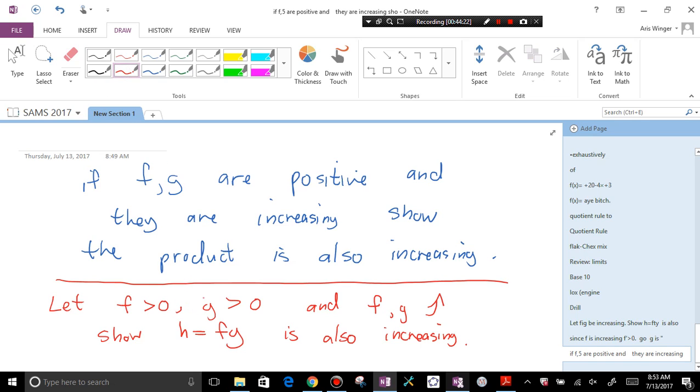Let F be positive and G be positive. Can you take the extra credit for proving the quotient rule using actual derivatives? Yeah, I'm going to outline that in just a second. But go ahead, that was my question. Okay, yeah, I'm going to do that.